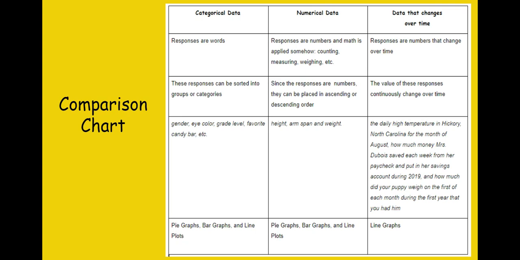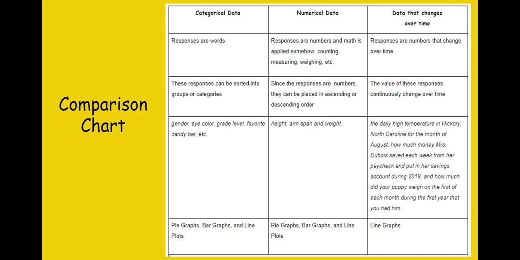Data that changes over time. Some good examples might be the daily high temperature in Hickory, North Carolina for the month of August, how much money Mrs. Dubois saved each week from her paycheck and put it in her savings account during the year 2019. Another great example, maybe you are collecting data on how much your puppy weighed the first of the month during their first year that you had your puppy. So you're looking at how your puppy grew over the year.